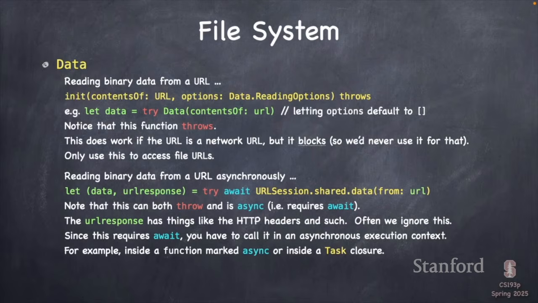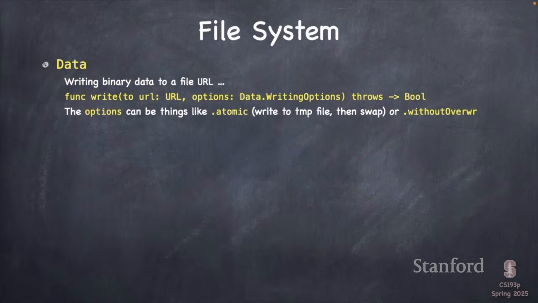You want to create a file in the file system? Well, you can do that with Data's write function, write to URL. The options here we actually do use more, like .withoutOverwriting will make it so that if you try to do this write and there's already a file there, it will fail.